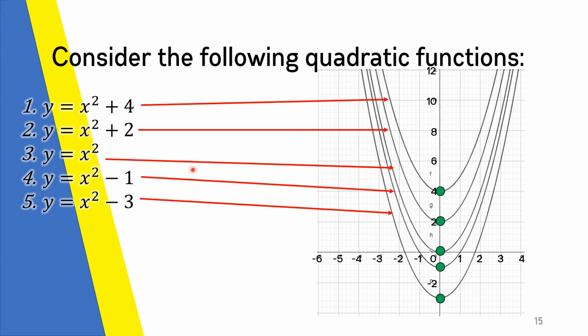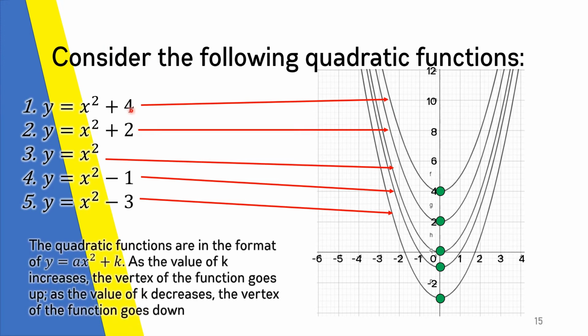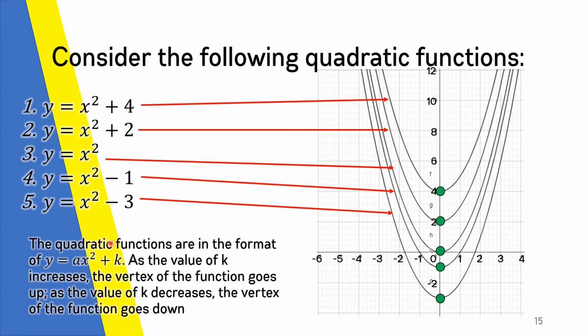So as a conclusion for this one, the quadratic functions here are in the format of y is equal to ax squared plus k. As the value of k increases, the vertex of the function goes up. So it goes up as we use an increasing value of k.